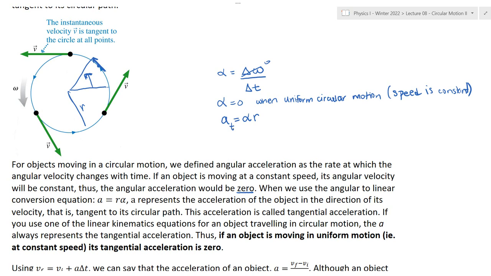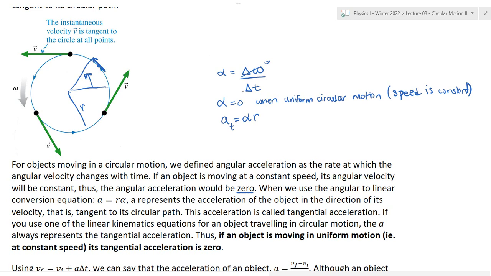If you use one of the linear kinematic equations for an object traveling in circular motion, the a in the kinematic equations is representing the tangential acceleration. So if an object is moving in uniform motion, at a constant speed, then the tangential acceleration is 0, because we talked about it over here.